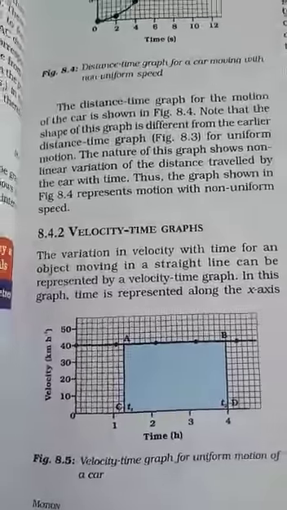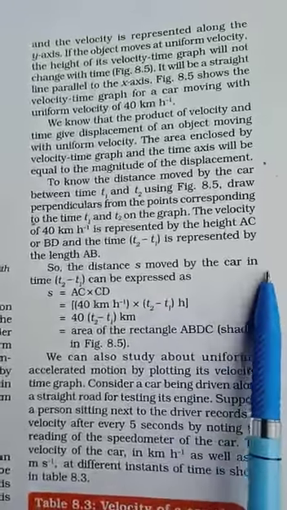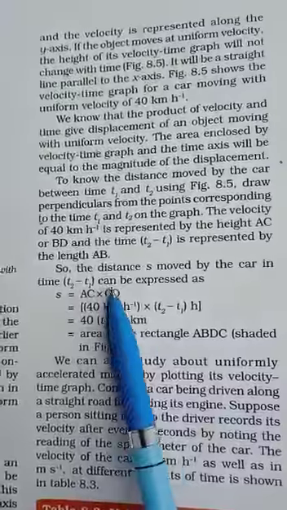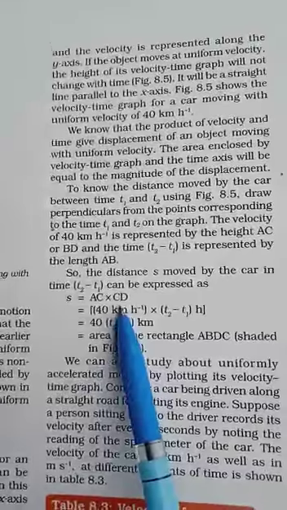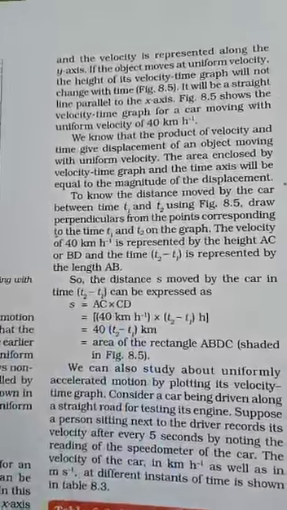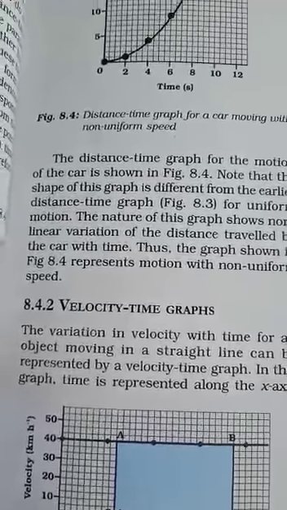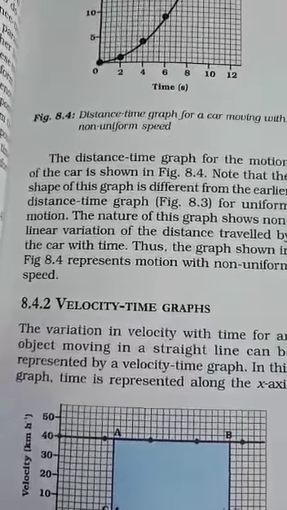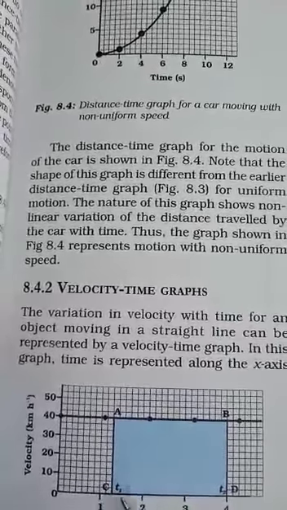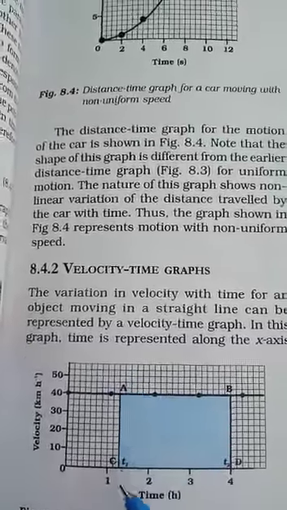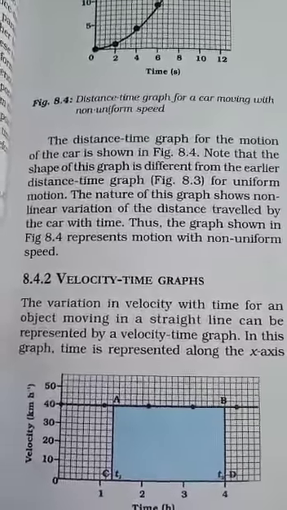So the distance s moved by the car in time T2 minus T1 can be expressed as s equal to AC multiply CD. So student, the distance s moved by the car in time T2 minus T1 can be expressed as AC multiply CD. I hope you understood.